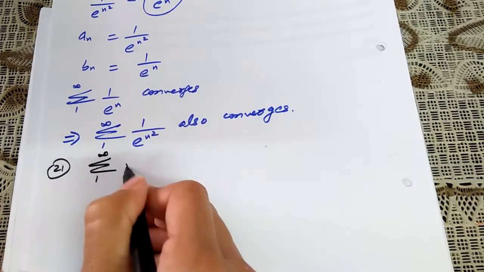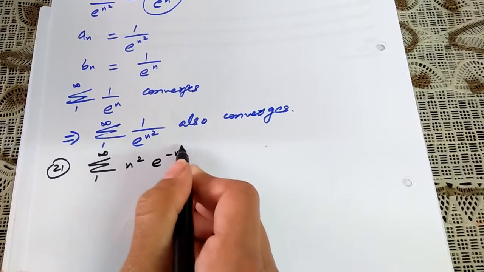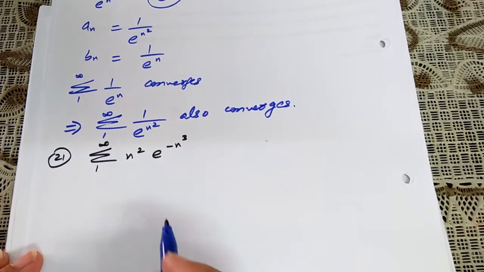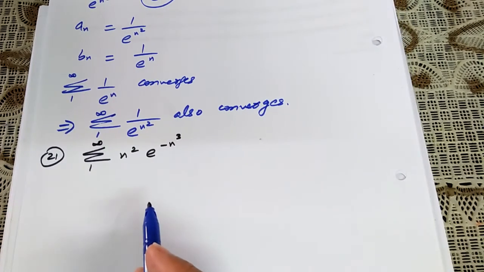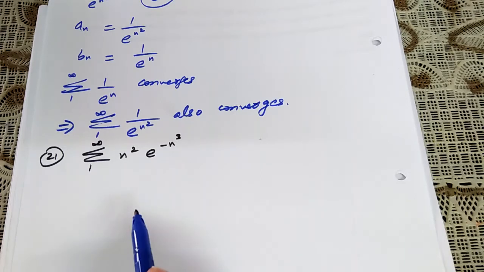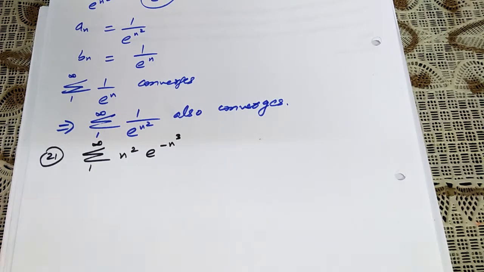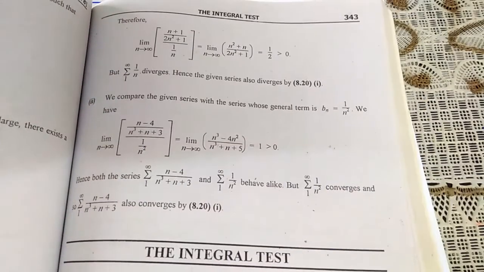Summation 1 to infinity n square e raised to power minus n cube. I can use the integral test here, and for the integral test, our function must be positive, continuous and decreasing on the interval. Then we can use the integral test. That is given in your book, page number 343.